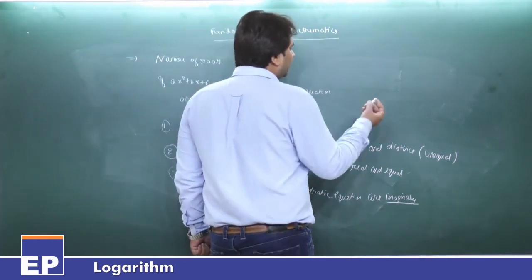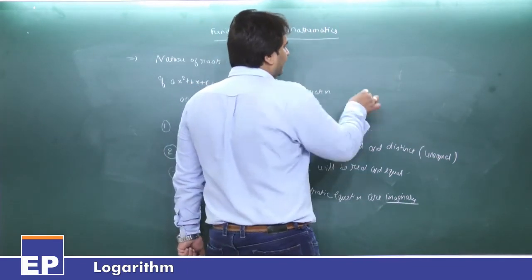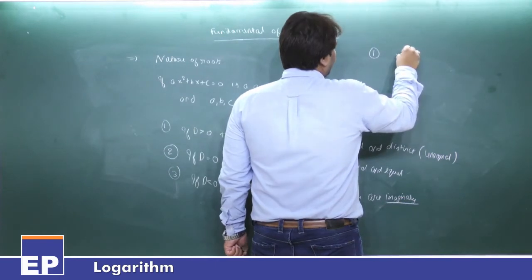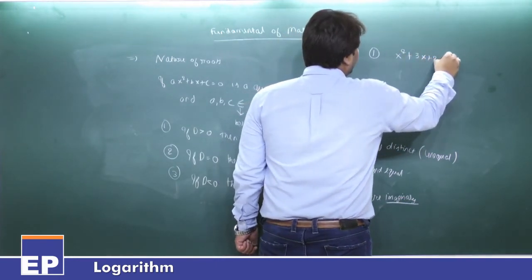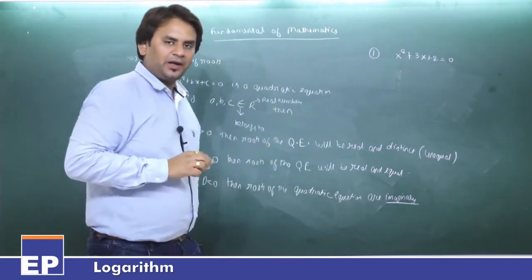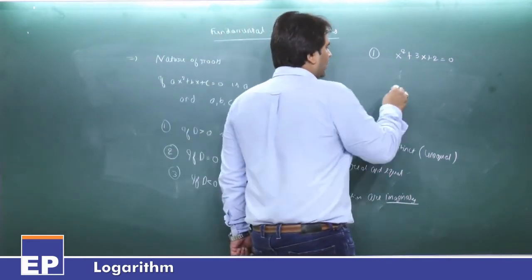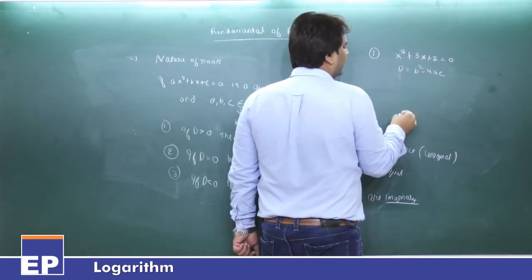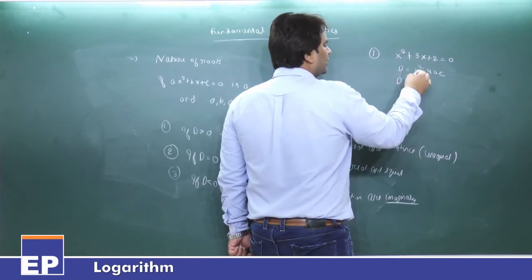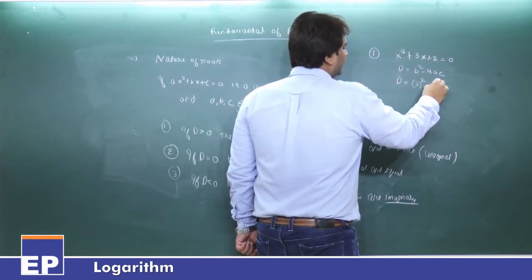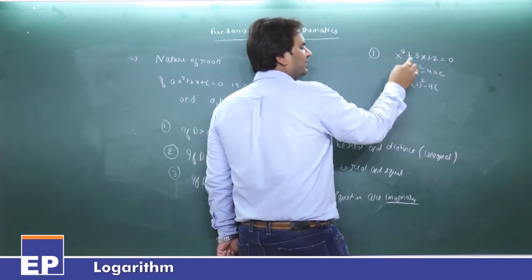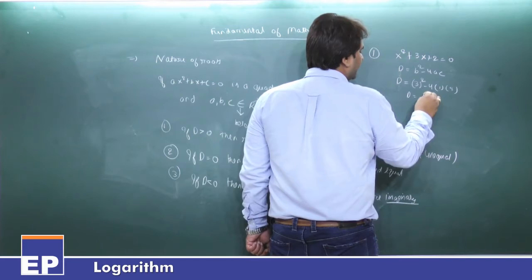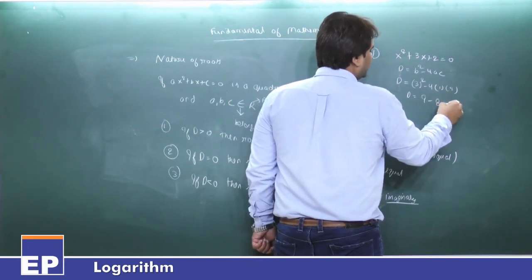Okay, I am taking three quadratics. Let us take some examples. First example: x square plus 3x plus 2 is equal to 0. This is a quadratic equation. What is the d of this equation? The formula of d is b square minus 4ac. So d is equal to b square, b is 3, 3 square minus 4a. What is a? Coefficient of x square, that is equal to 1. What is c? That is equal to 2. So d is 3 square, which is 9, minus 4 times 2, which is 8. That is equal to 1.